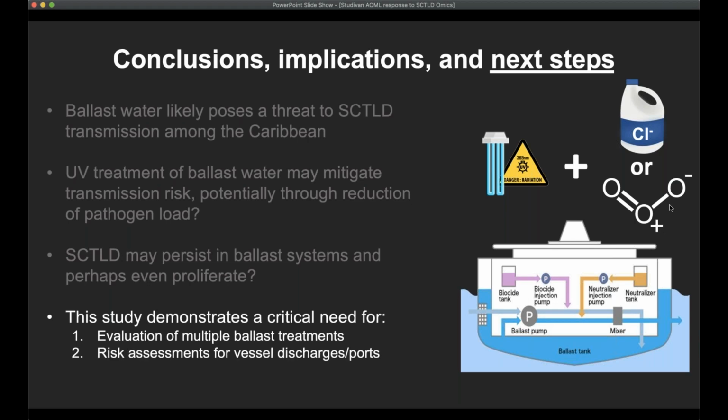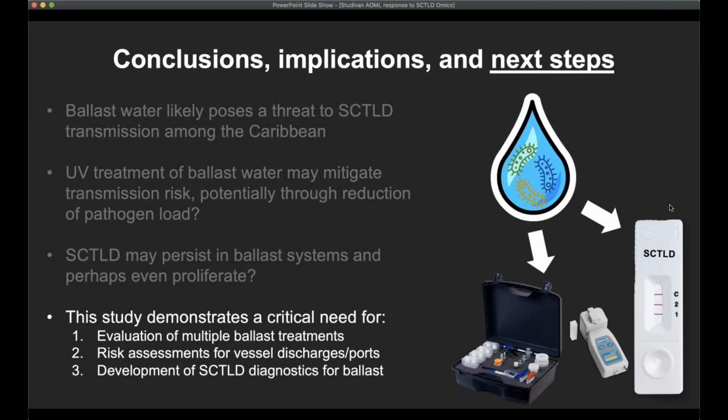Second, we need to be conducting risk assessments to determine the relative risk of vessel discharges or of transmission from ports throughout the Caribbean. This is an activity that NOAA is very well aware of and is identifying some teams that can do this on a large scale.